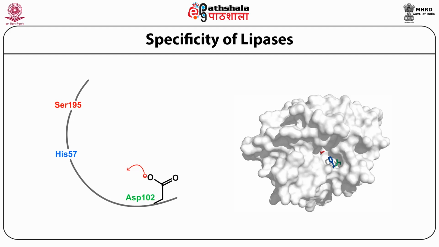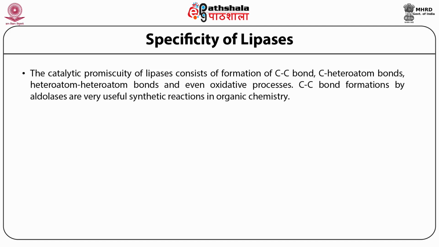Burkholderia cepacia lipase is a non-specific lipase. So is the lipase from Candida rugosa. These are widely used lipases. That is because they are commercially available from quite a few vendors. Another lipase which is also a very important non-specific lipase is the lipase from Thermomyces lanuginosus. The catalytic promiscuity of lipases consists of formation of C-C bonds, C-heteroatom bonds, heteroatom-heteroatom bonds, and even oxidative processes.